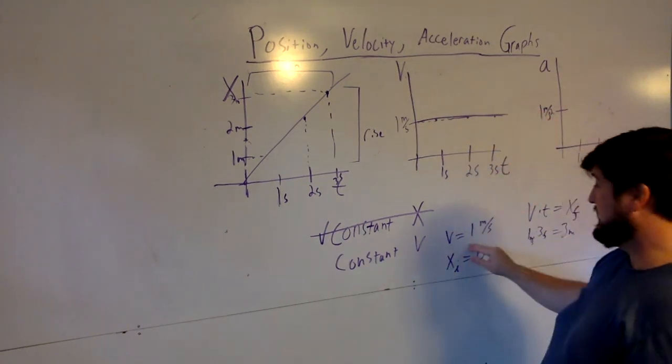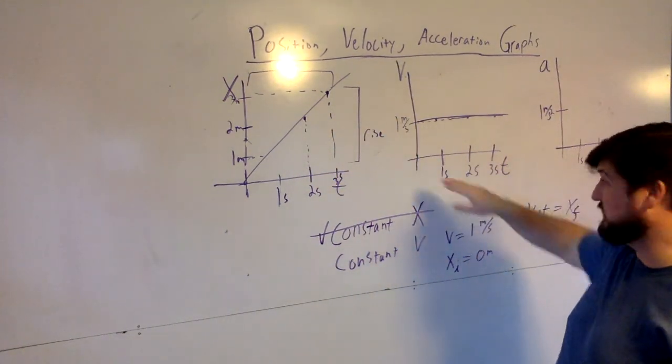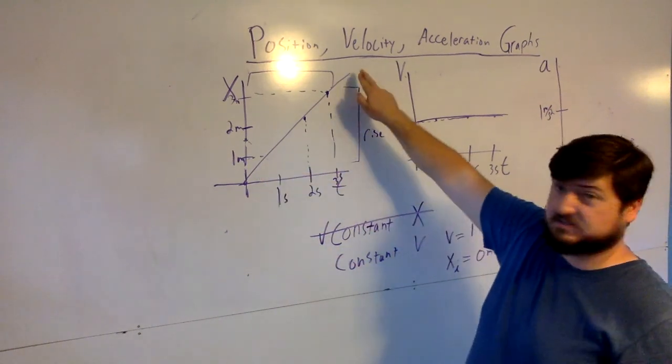So constant position, a flat line for the position versus time graph, doesn't even really register on here. It's just at 0 for both of those. Constant velocity, you get a nice consistent slope here.